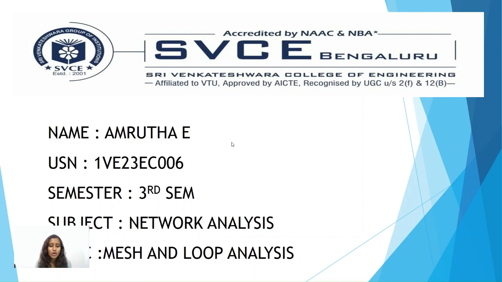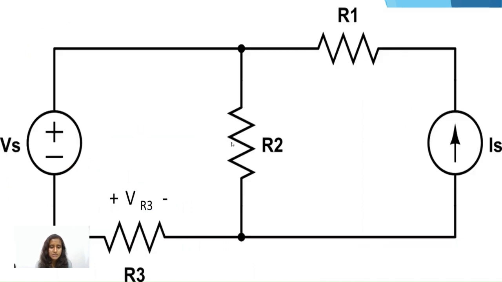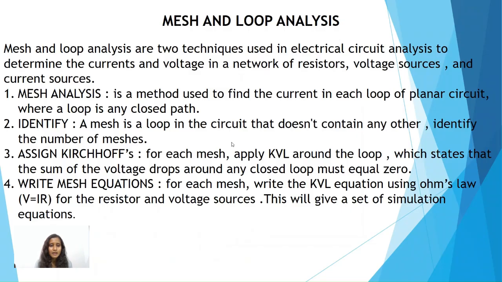Today I'm here to talk about mesh and loop analysis. Mesh and loop analysis are two techniques used in electrical circuit analysis to determine the currents and voltage in a network of resistors, voltage sources, and current sources.